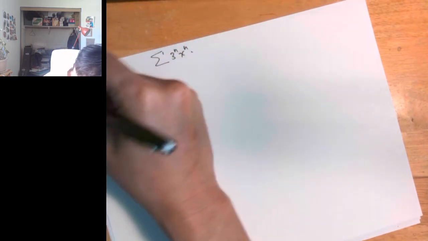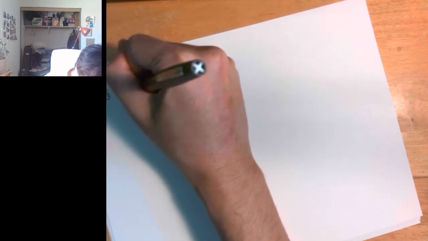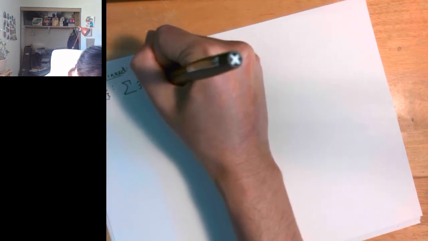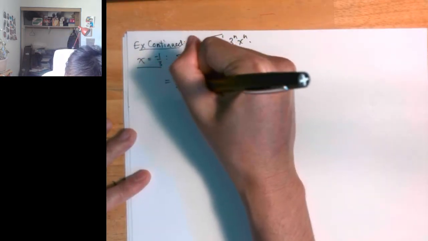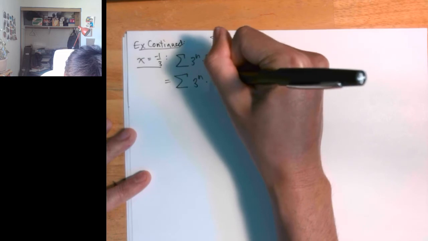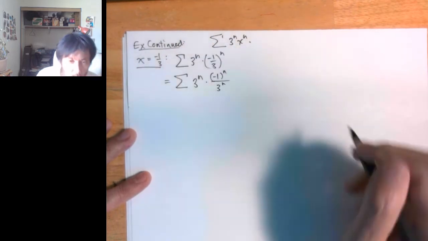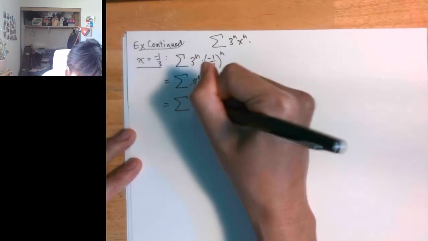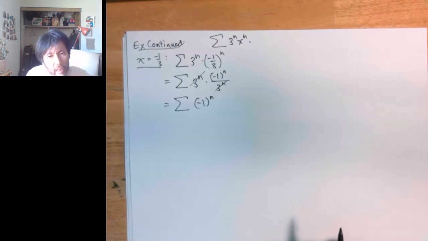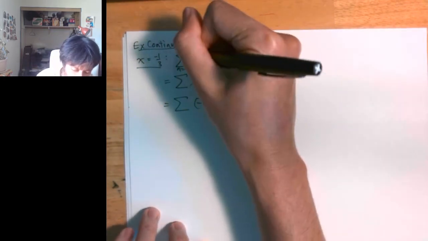So at x equal to negative 1/3, what does the series look like? The series, remember, was this one. If x is negative 1/3, then plugging that in here, we get the sum of 3 to the n times negative 1/3 to the nth power. But what is that? That's the sum of 3 to the n times negative 1 to the n over 3 to the n. That's just rules of exponents. These 3 to the n's die, and what we're left with is the sum of negative 1 to the n, all from n equals 0 to infinity.